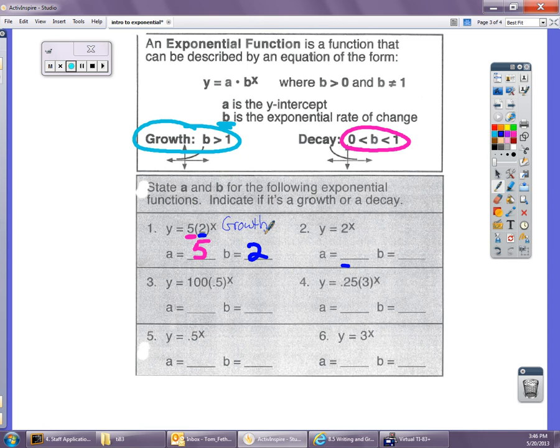Question number 2. When it's in the form y equals a times b to the x, we have b to the x, which is 2 to the x. Well, this is really y equals 1 times 2 to the x. So that means the value of a is 1, the value of b is 2, and since the value of b is greater than 1, this is a growth.